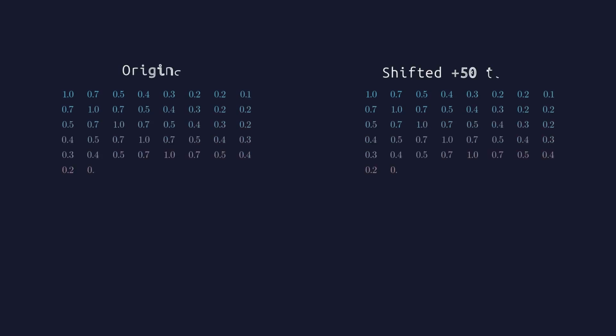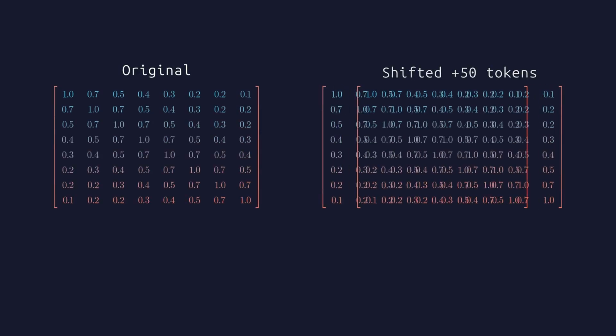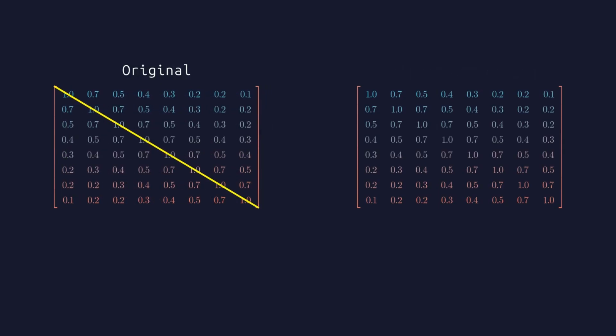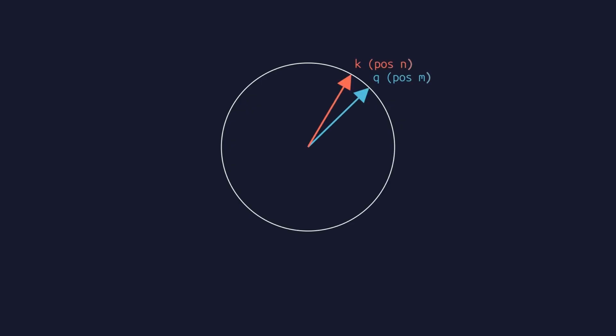Here are two attention patterns from the same sentence. One is shifted by 50 tokens. Watch what happens when we apply RoPE. They overlap perfectly. This tiny rotation makes attention care about relative position, not absolute. That's the shift invariant property we'll build from scratch today.